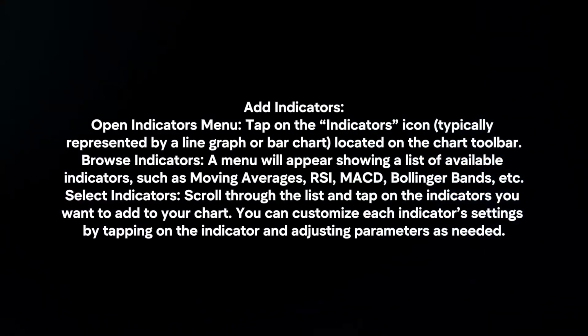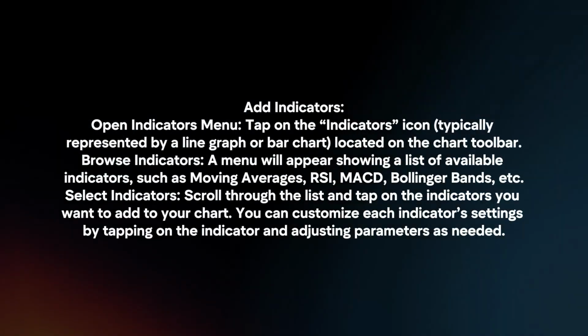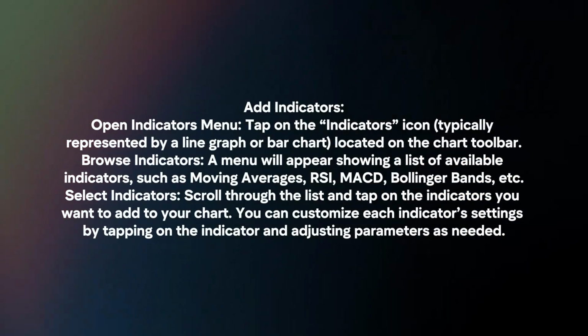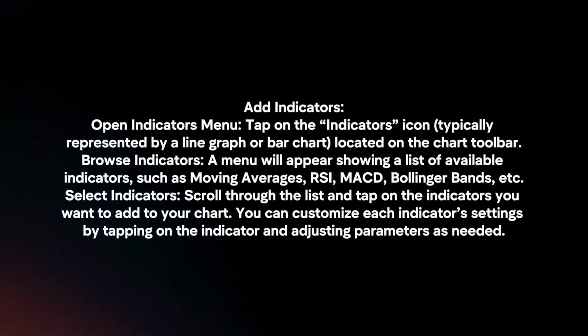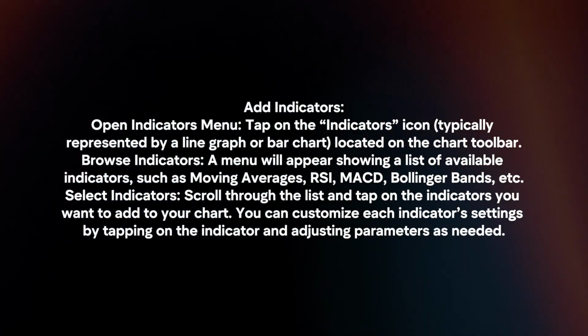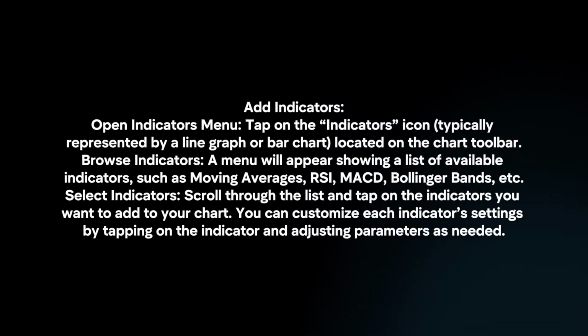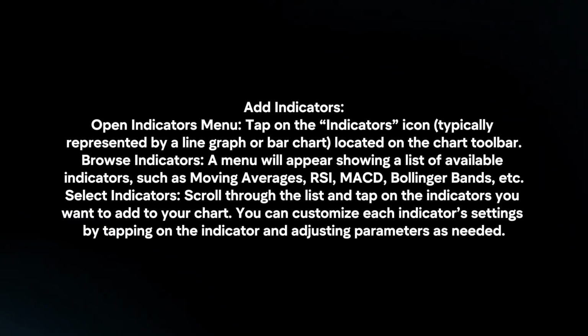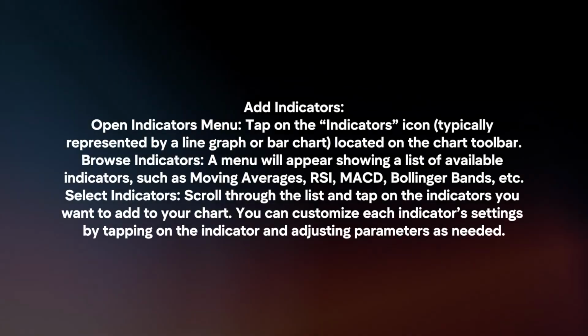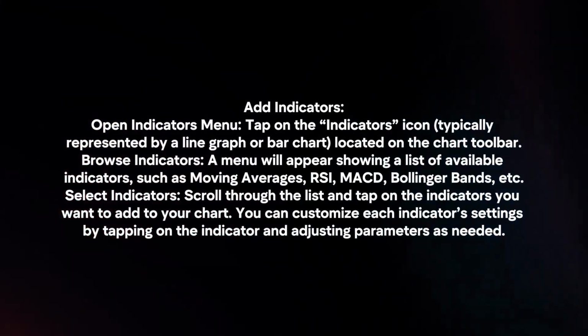Add indicators. Open the indicators menu: tap on the indicators icon located on the chart toolbar. Browse indicators. A menu will appear showing a list of available indicators such as moving averages, RSI, MACD, Bollinger Bands, etc. Select indicators. Scroll through the list and tap on the indicators you want to add to your chart.